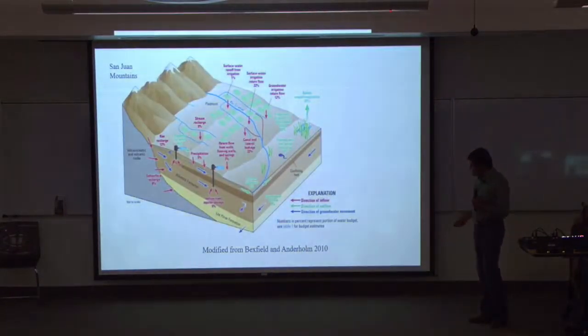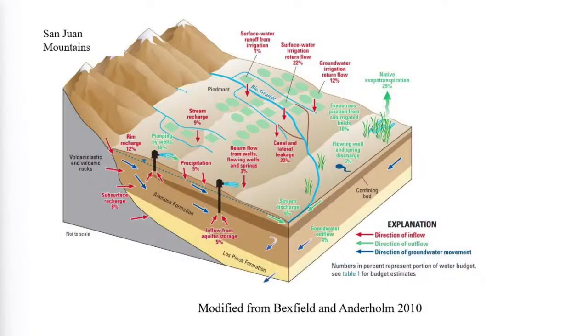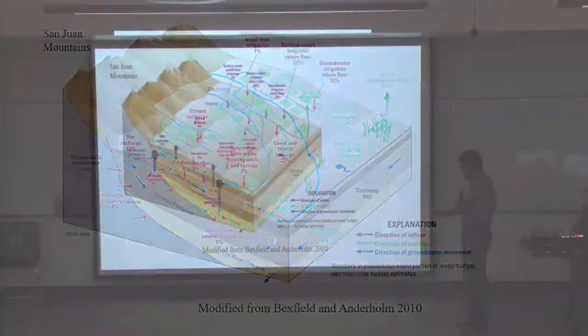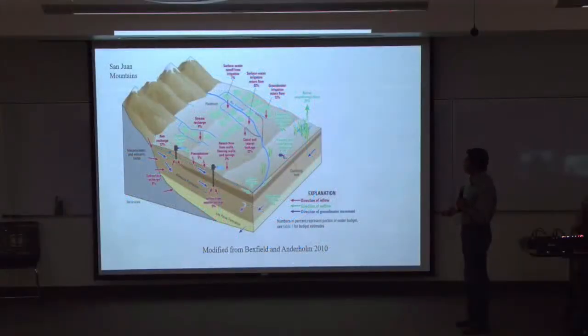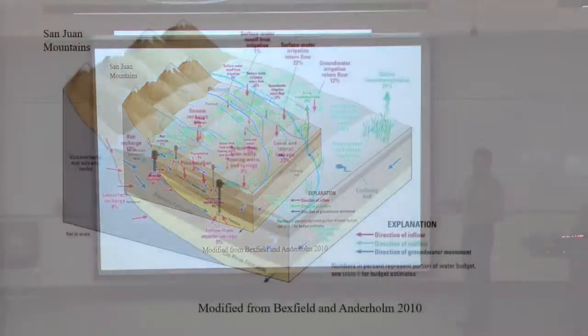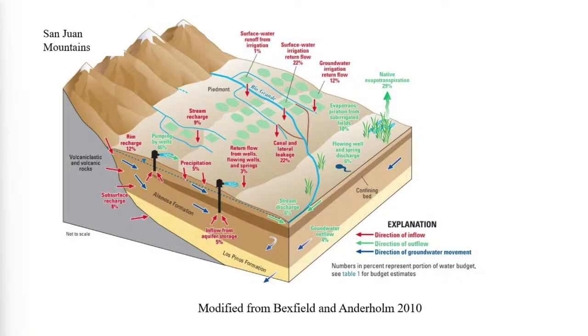This is a newer publication, Bexfield and Anderholm. This is a block diagram that they have in the publication that I modified slightly. And you can see the streams coming out of the San Juans, and as they're flowing over the proximal end of the fan, the blue arrows indicate seepage of water into the subsurface. So groundwater is recharging through the alluvial fans, the proximal end of the fans, definitely. These areas are also where a lot of agriculture is practiced.